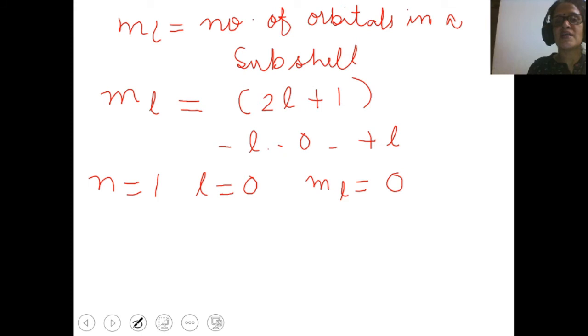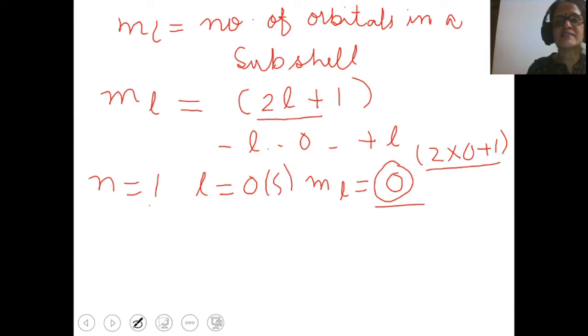So what is this value? We can get the value from the formula 2 into 0 plus 1. 2 into 0 plus 1 means only one value. ML has for L is equal to 0, that value is 0. So it means that N is equal to 1 means first shell, L is equal to 0 means S subshell. So this is the 1s subshell. S subshell has only one orbital. So children, magnetic quantum number informs us about the number of orbitals present in a subshell.